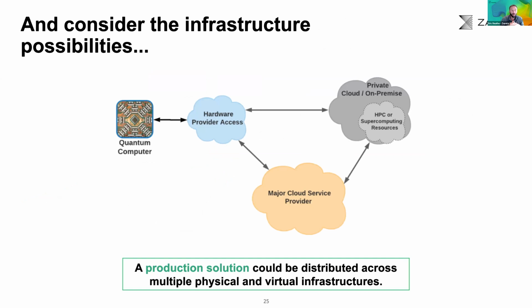And this can get even more complicated if we look at the infrastructure possibilities. So, right now, hardware access is through the cloud. Eventually, it will be on-prem. But we also may want to utilize current on-prem infrastructure, especially if an organization already has an investment in HPC or supercomputing resources, and of course, working with the major cloud services as well. So we could have any combination of these infrastructures. Next, please.